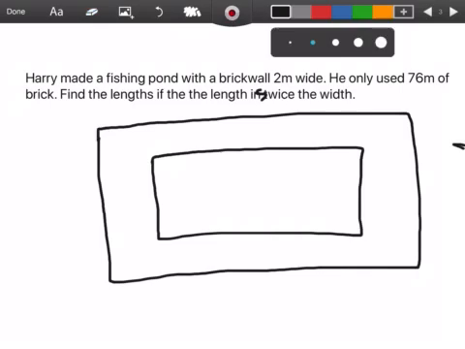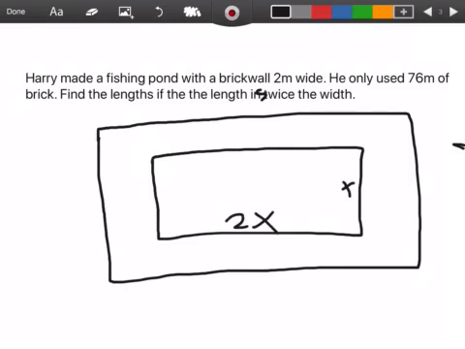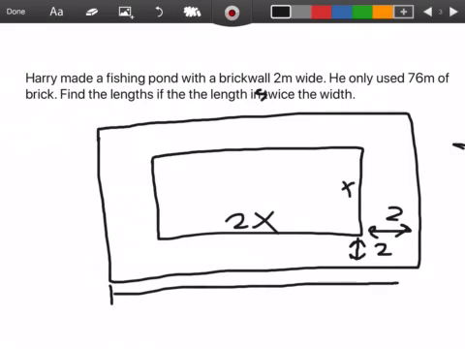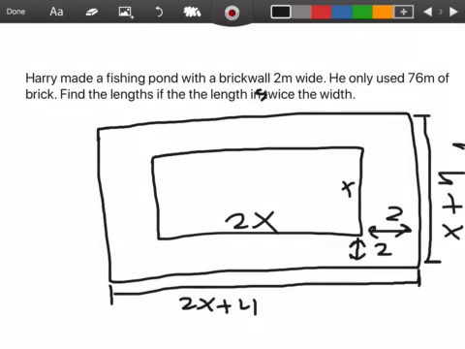So what I basically tried to say is the width of the pond is x, and the length is 2x. You only use 76 meters. It's 2 meters wide, so this will be 2, and this would be 2. So that means this whole length is 2x plus 4, and this whole width is x plus 4.